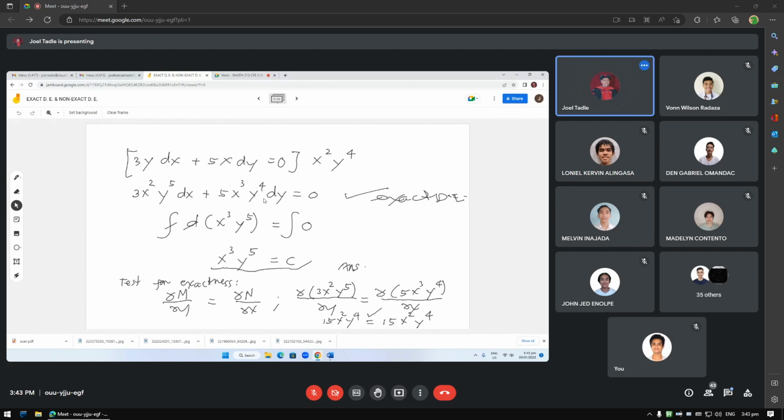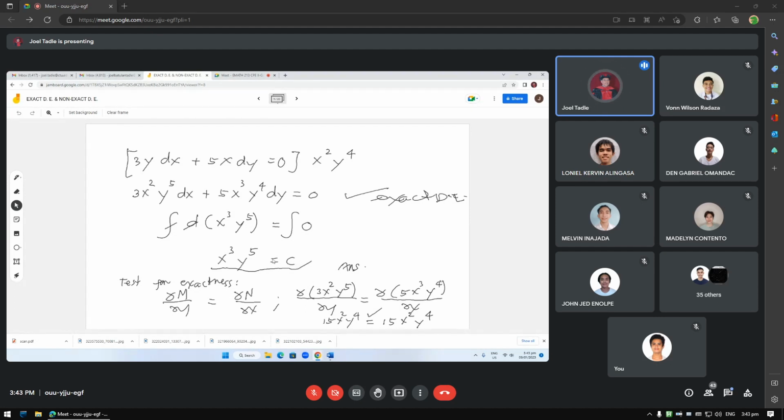I-check na ninyo. Then ato i-integrate both sides. So the integral of the derivative of the product is the product itself, x cubed y to the power 5 equal to constant c. So this is our final answer.